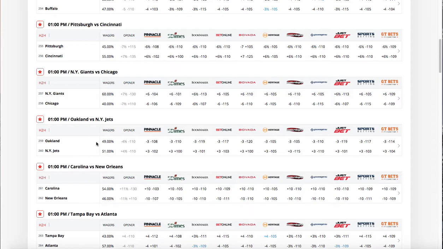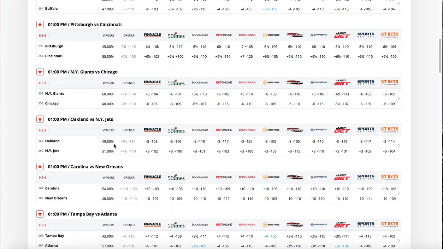Now we have, this is pretty close to even ticket-wise. So we have 51% of the tickets on the Jets, 49% of the tickets on Oakland. So if we have even amounts of tickets and even amounts of money, then the line should not move, right? Well, it did. Okay? So what does that tell you? The line moved in favor of who here? It actually moved in favor of Oakland.